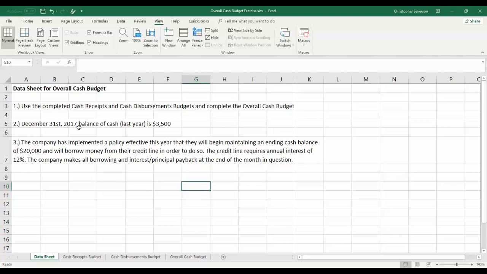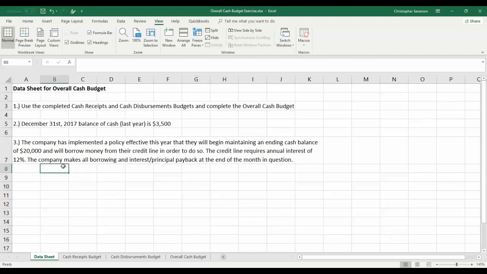December 31st, 2017, the balance of cash, which is last year's balance, as we'll see, it's $3,500. So that's last year's ending balance, which means it's this year's beginning balance. We'll see how that plays into the overall cash budget.